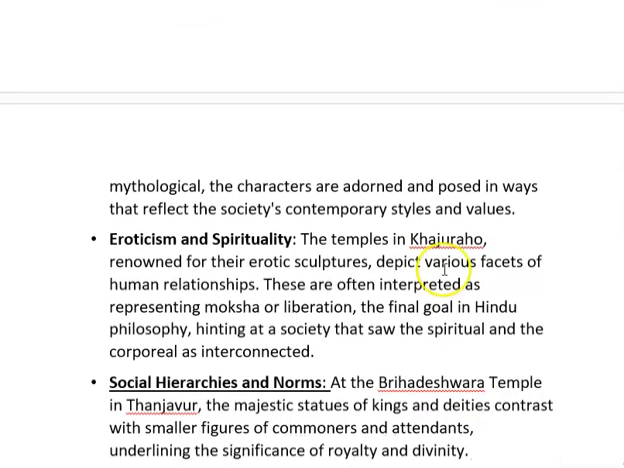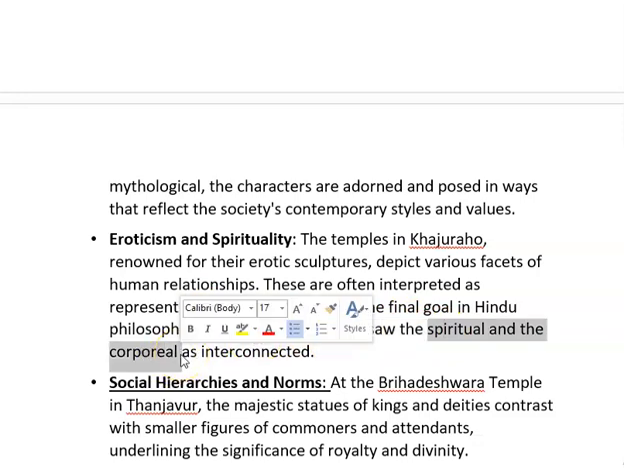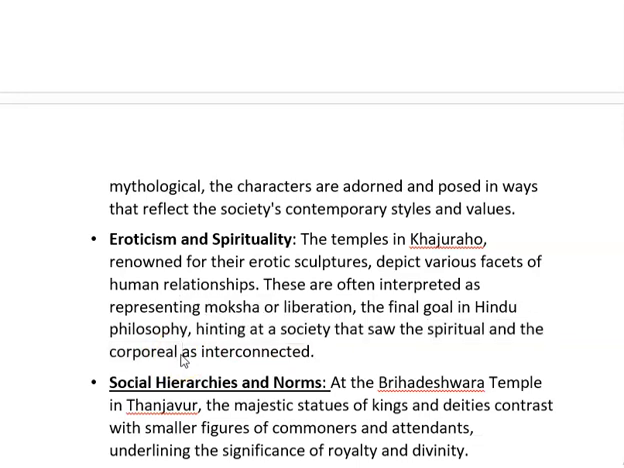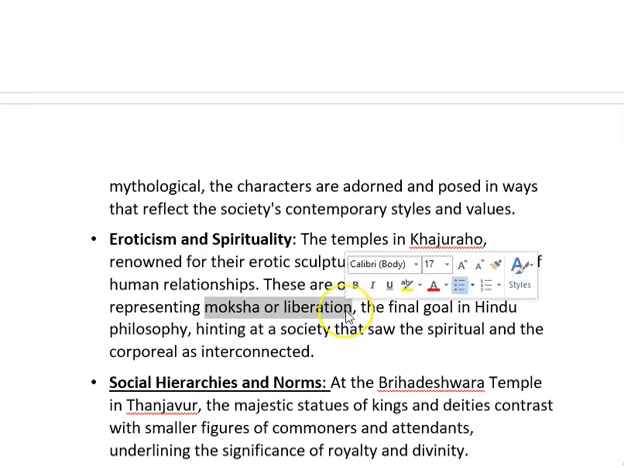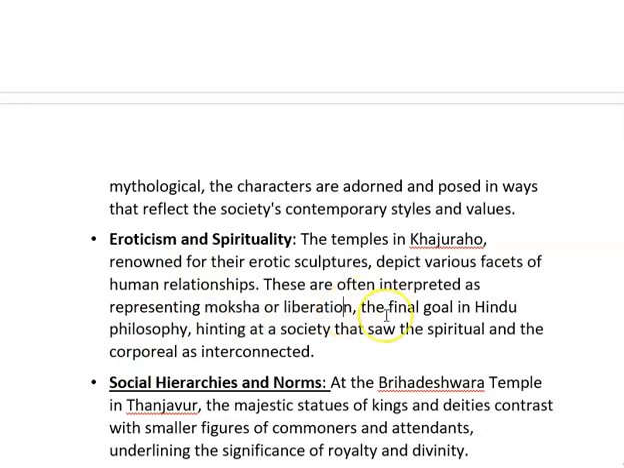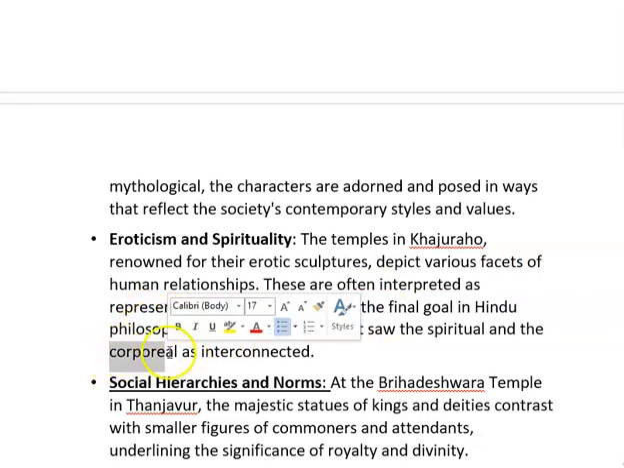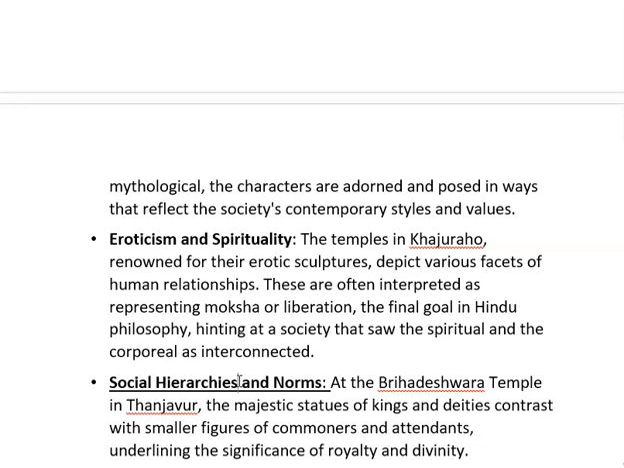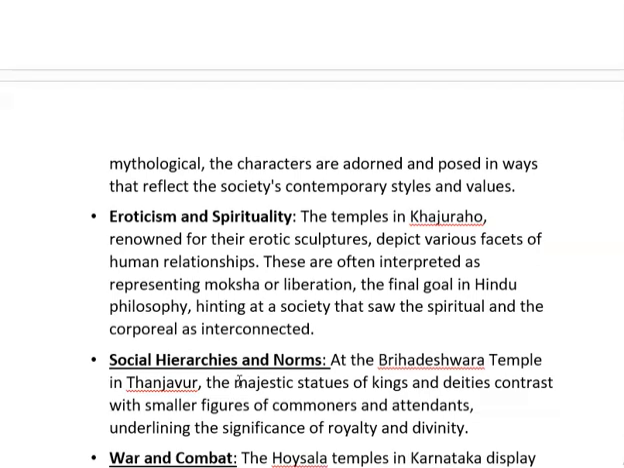Then eroticism and spirituality, definitely they are shown through the erotic sculptures in the Khajuraho temples of medieval India. They are connecting the spiritual and the corporeal. Corporeal means the physical relationship. Spiritual and physical relationship, both are connected. That means through this physical relationship you can attain moksha or liberation. That is being said, because moksha is the final goal of Hindu philosophy, and that could be attained through this corporeal or physical relationship. So that is the inner theme of the Khajuraho temple erotic sculptures. You can talk about that.